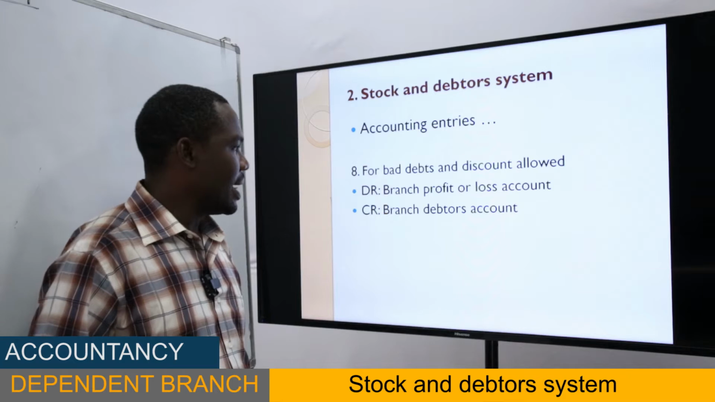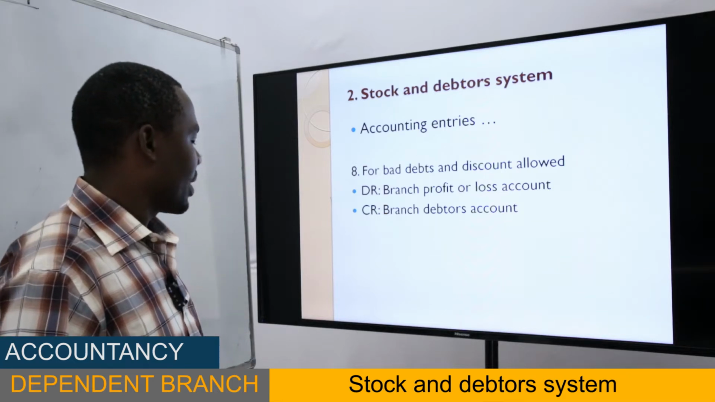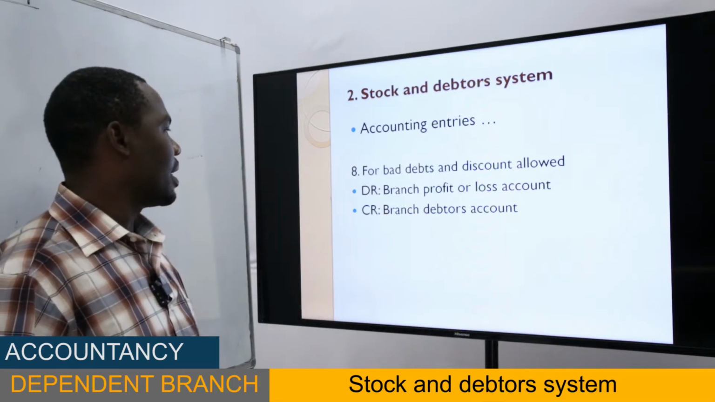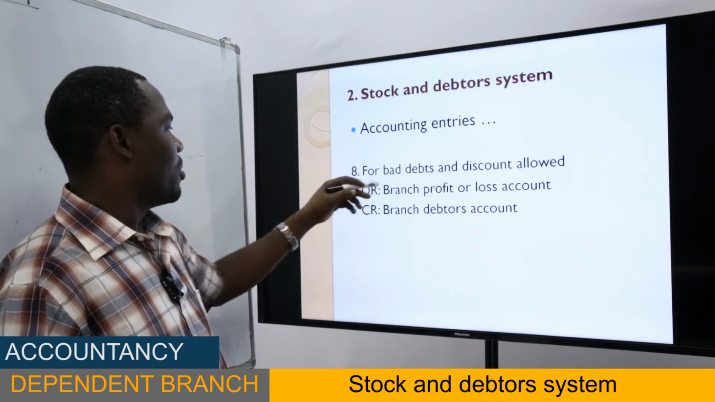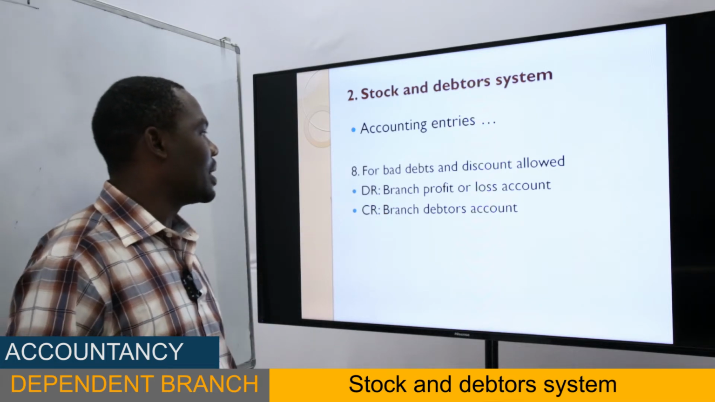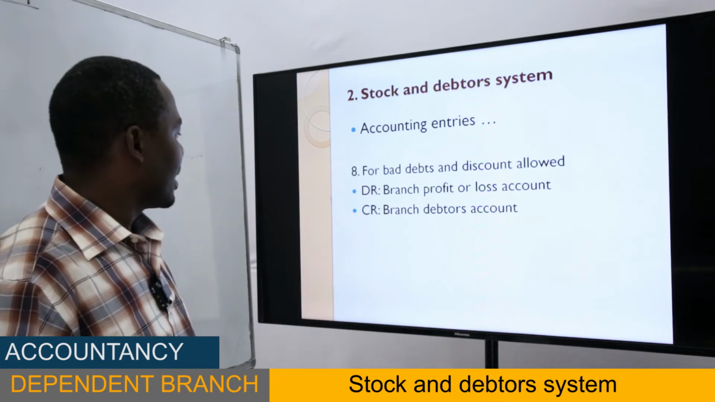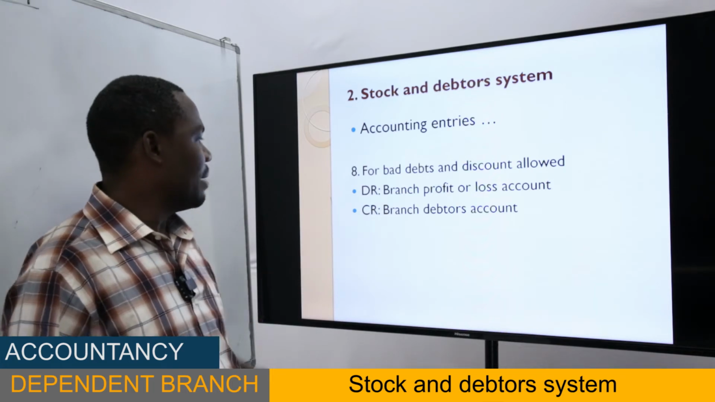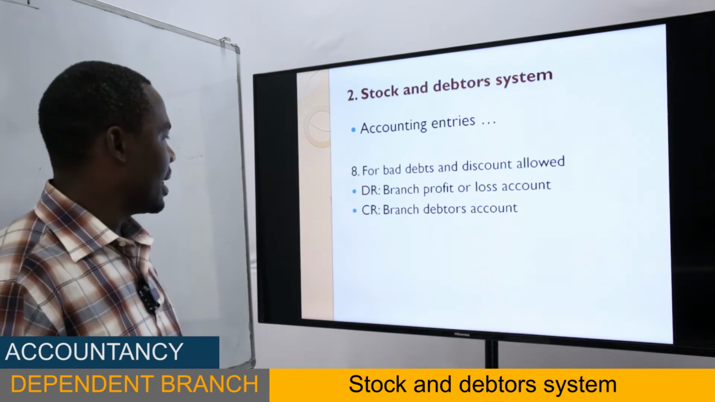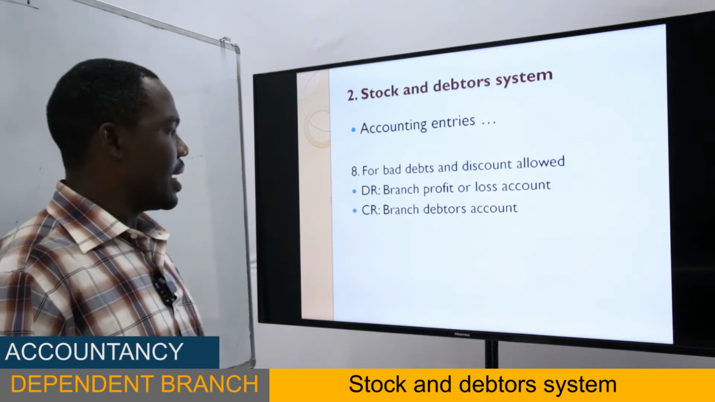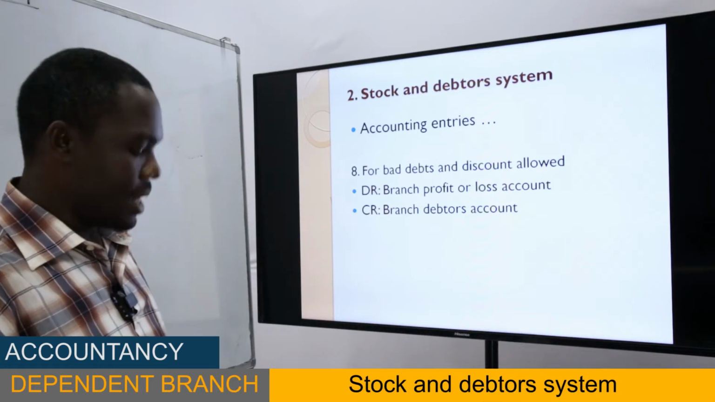For bad debts and discount allowed, any entry that reduces the debtors account in the form of bad debts or discount is adjusted by debiting profit or loss account and crediting branch debtors account with the amount of bad debts or discount allowed.